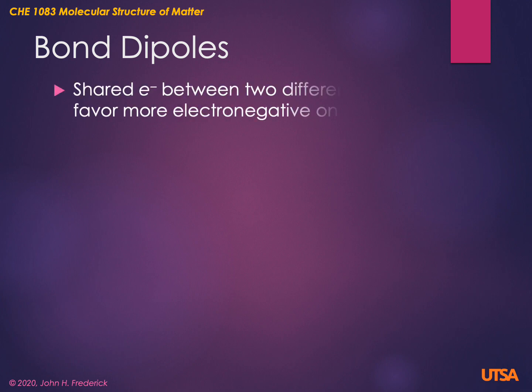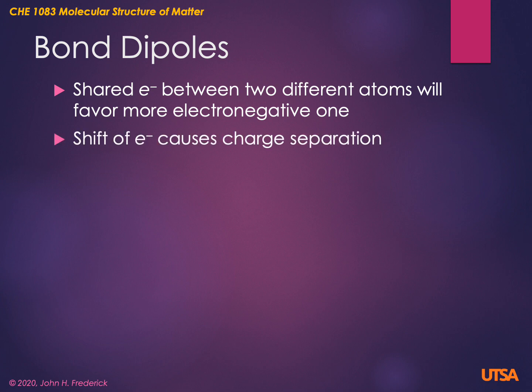Bond dipoles are basically what happens when the shared electrons between atoms shift because of the different electronegativities and form a polar covalent bond. That shift of electrons creates a charge separation, as we noted in hydrogen chloride, where you'll have a positive end and a negative end to the bond. That charge separation basically defines what we know of as a bond dipole.